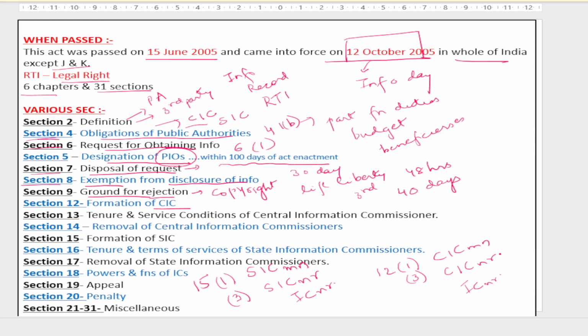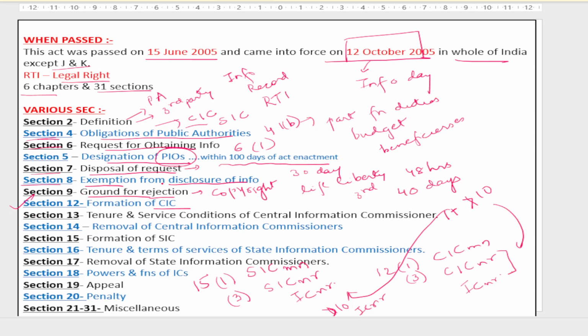Now, for the Central Information Commission, there is a provision that there can be one Chief Central Information Commissioner and not more than 10 other Information Commissioners at the central level, and a similar provision at the state level also: one Chief Information Commissioner and not more than 10 Information Commissioners at the state level.